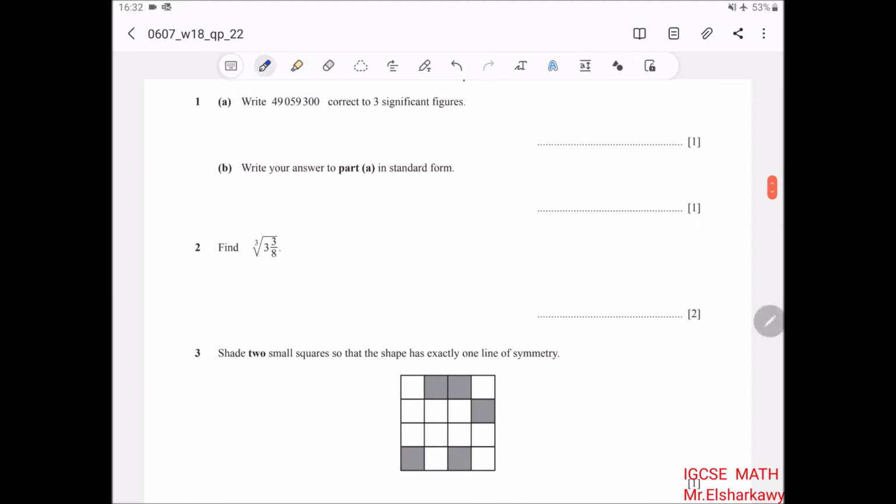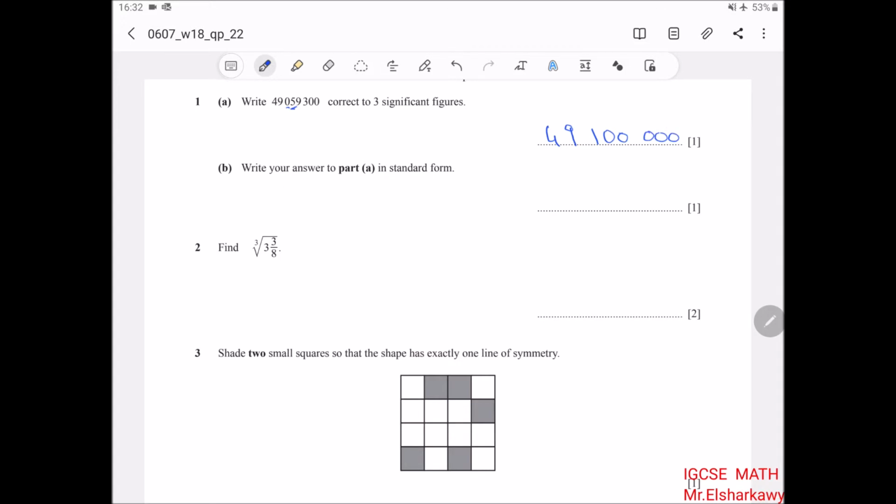Question 1. Write 49,059,300 correct to three significant figures. So for three significant figures, we check the fourth one. It's 5 or above, so the third one would increase by 1. So this would be 49,100,000.